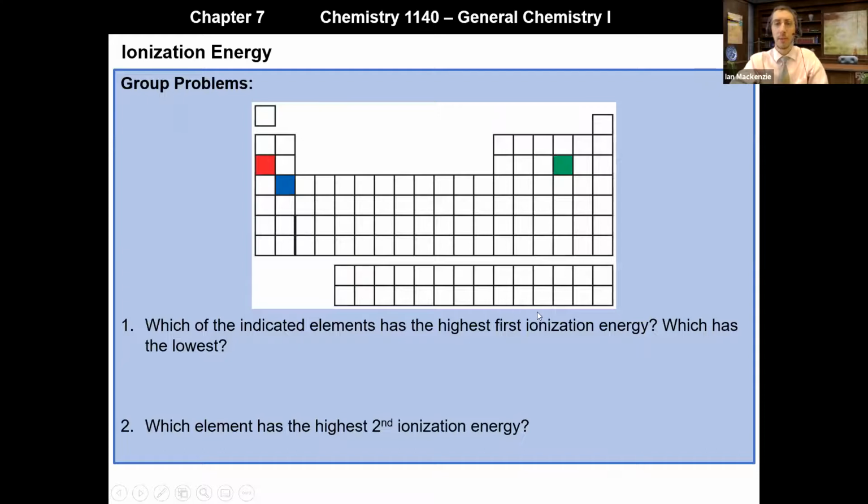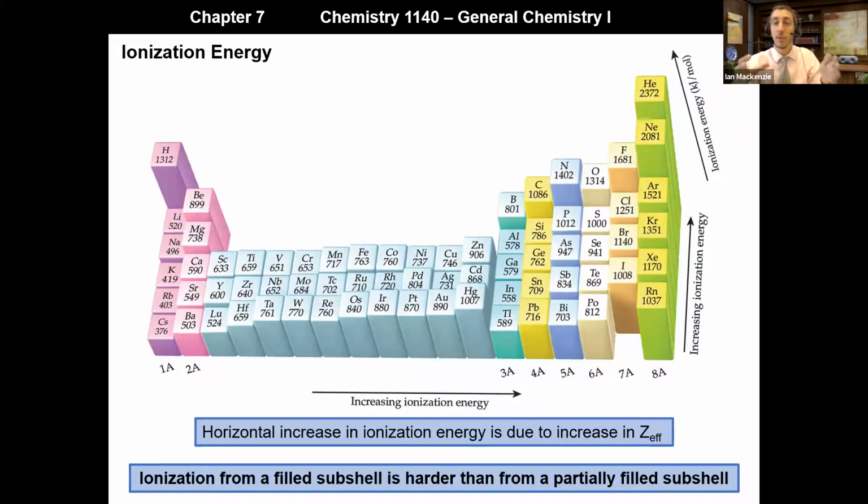So if we've got three generic elements, red, blue, and green, that are shown here, which of those indicated elements will have the highest first ionization energy, and which will have the lowest? And one thing I should point out real quickly is that these trends here hold for the second and third ionization energies as well, providing that we're not looking at removing a core electron. Of course, that then throws things off.